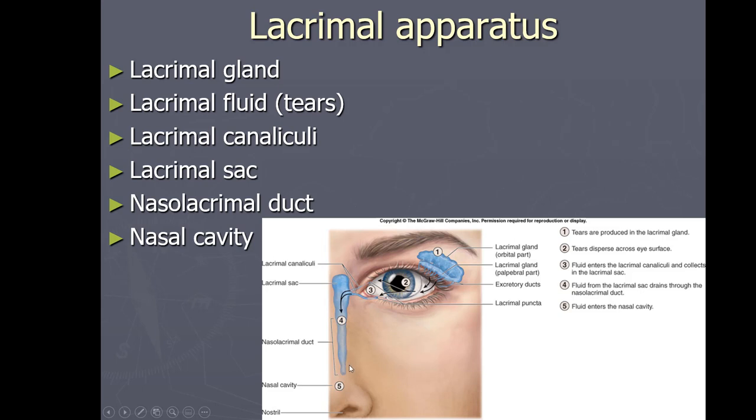So this explains why if you have a lot of tears, you're crying, you oftentimes get a runny nose because these excessive tears just all drain. Some of them obviously come out of your eye onto your face, but a lot of them drain into the nasal cavity.